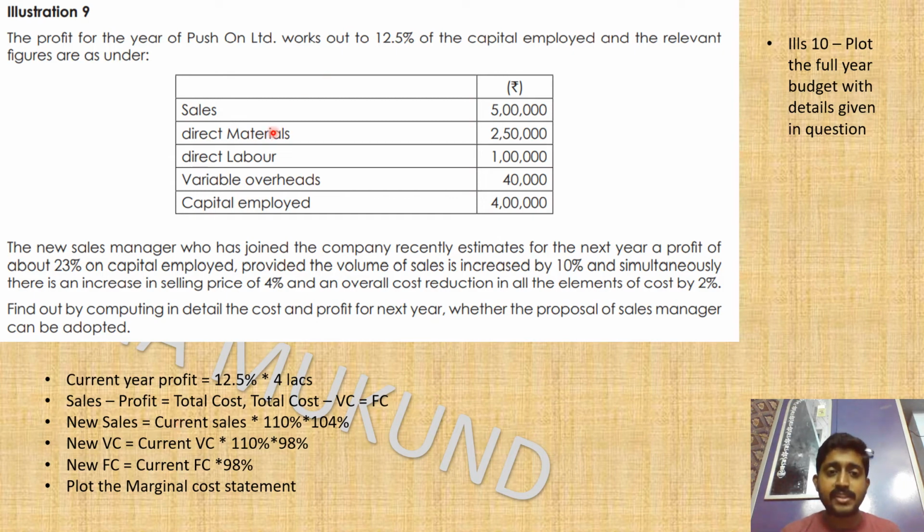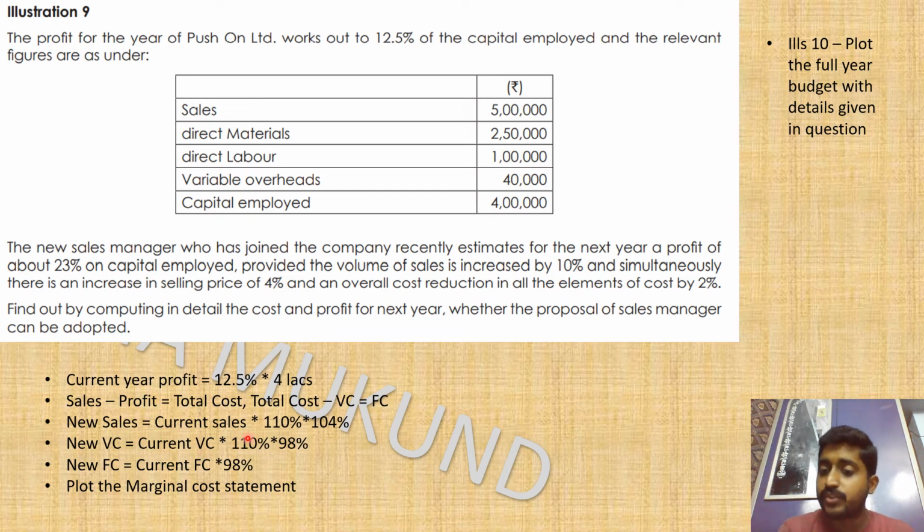Now we have direct material, direct labor and variable overheads, putting together the variable cost, and the variable cost has to be cut. All the costs are reduced by 2%, but variable cost is a cost which increases with increase in the quantity. Now we know the sales quantity has increased by 10%. So the current variable cost, which is 2.5 lakhs plus 1 lakh, which is 3.5 lakhs plus 40,000, 3.9 lakhs of variable cost has to be multiplied by 110%.